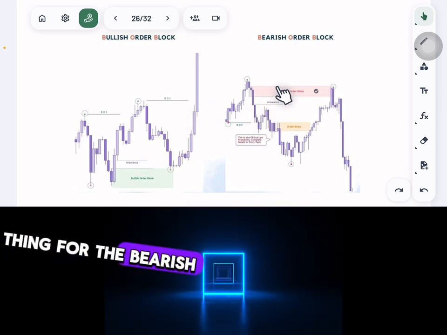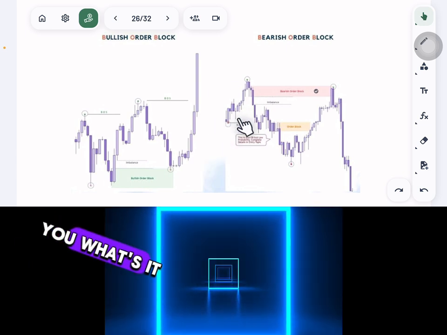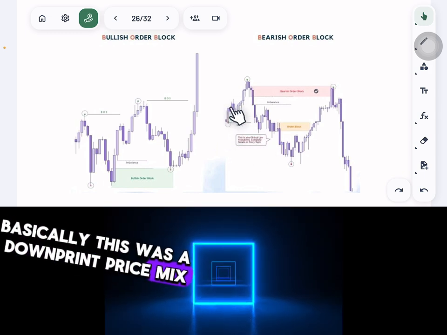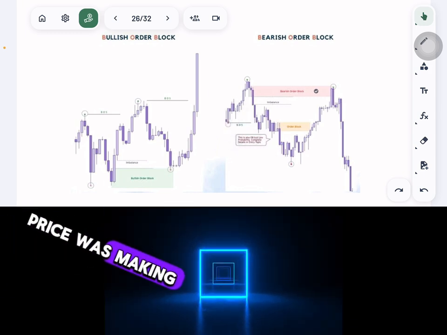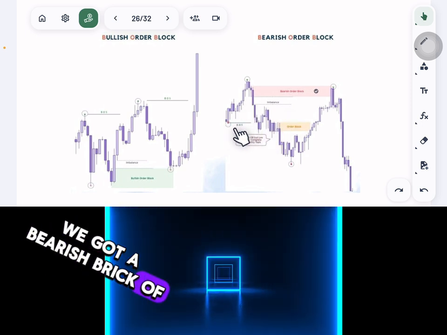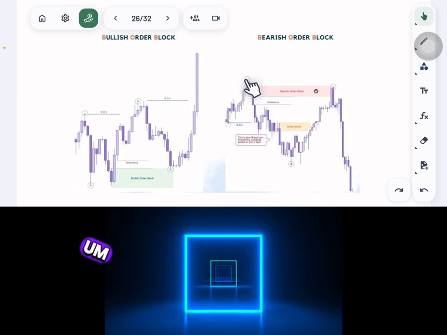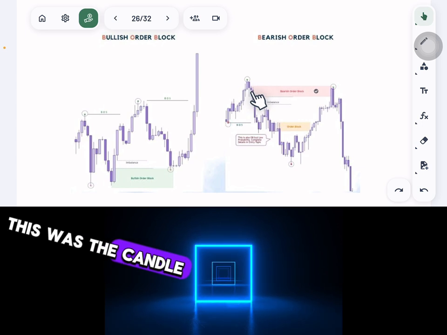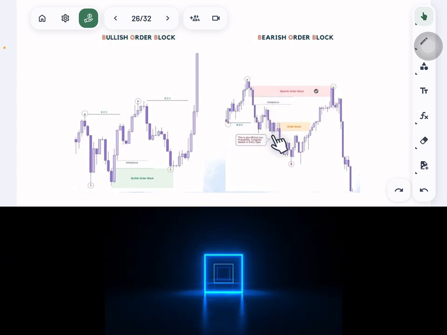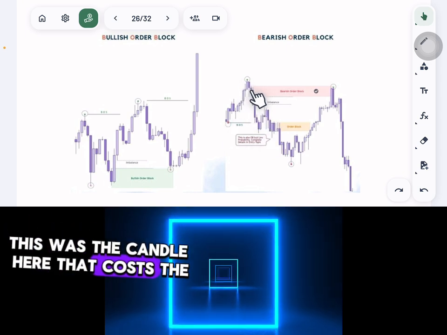The same thing for the bearish. You want to see price giving you what we call break of structure like this. Okay, so basically this was a downtrend and price was making lower highs and lower lows, and at this point you got a bearish break of structure. Okay, so price broke the low here, and this was the move. This was the candle. Look at this candle here. This was the bearish candle that caused the break of structure. All right, this was the candle here that caused that break of structure.